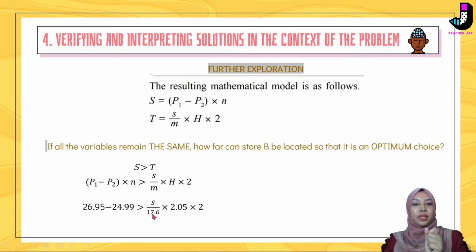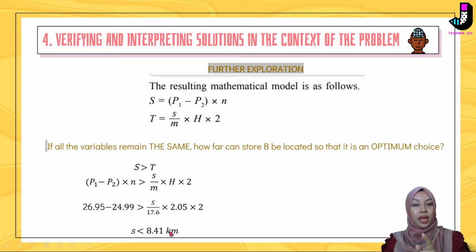This is the rate. Okay, and this is price, okay, the current price of petrol, and this is times 2 because dia patah balik tadi. Okay, so S should be less than 8.41 kilometers.